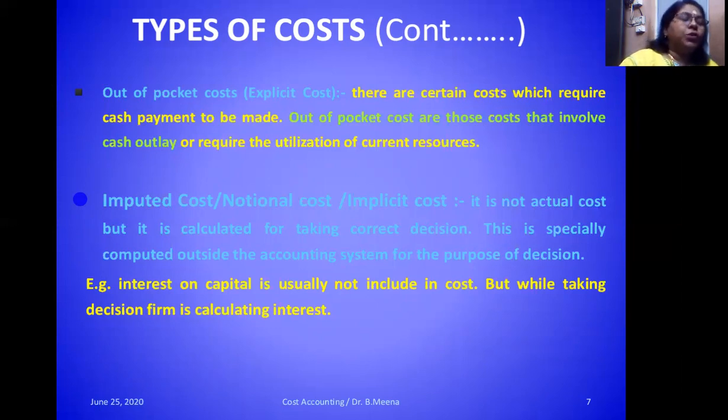But imputed cost or notional cost or implicit cost are the costs which are not actually incurred when we are carrying out the production process. I can give some examples. If I am running a company on my own, there are certain expenses I could have incurred. Say, for example, if I am running a company in my friend's place, I could have paid some rent on the building.